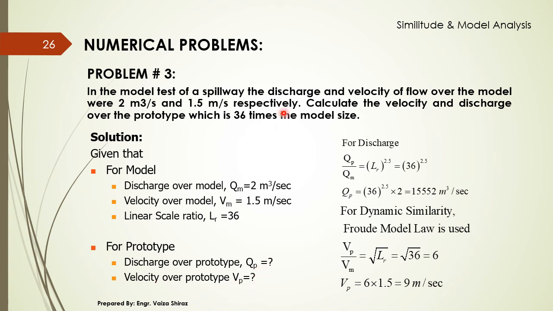As it is the case of the spillway, you will apply the equation for the Froude's model law. This is the equation for the discharge ratio in the Froude's model law, and solving it you can simply calculate QP. Similarly, the equation for the velocity ratio is square root of LR, and this will give you VP.